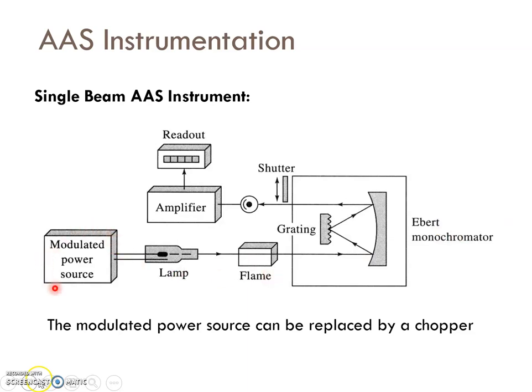Okay, so we have the radiation source. This is power, this is radiation source, this is flame where our sample exists here, and this is actually monochromator or wavelength selector. Yeah, we have entrance slit here. This is concave or dispersion medium. This is also dispersion medium grating, and this is exit slit. Then we have shutter to go to the detector. This is amplifier and the readout system.